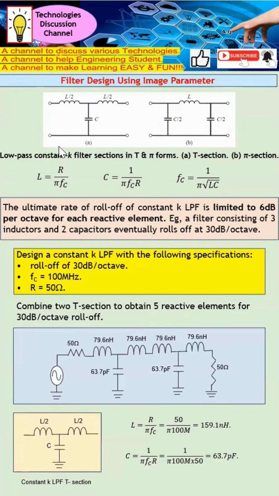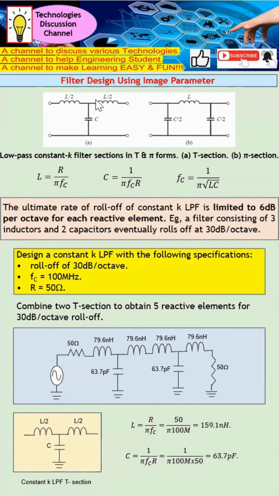There are two widely used methods to design a filter. The first method uses the image parameter, which I'm going to describe later on. Another method uses the insertion loss. Basically, this method uses the Chebyshev table and also the Butterworth table to design the filter. In this video, I will focus on the image parameter.